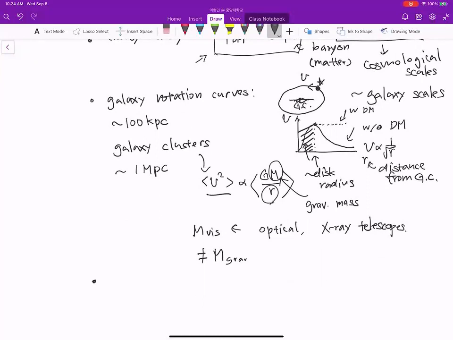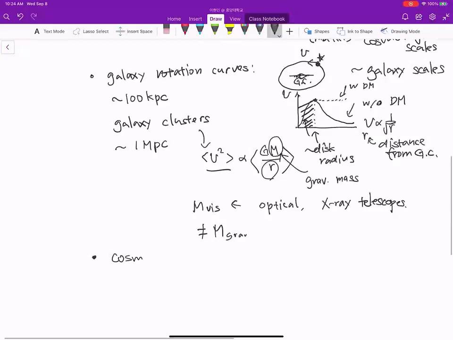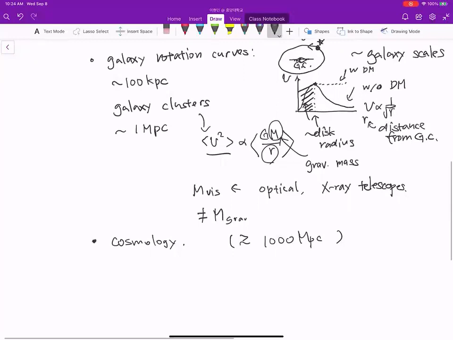We call these cosmological scales. Cosmology is at scales much larger than 1 megaparsec. I forgot exactly, but more than 1,000 megaparsec is the cosmological scale. The cosmological scale is about the horizon scale. Even if the universe is not expanding, we have a horizon. And if you go back in time through the past, so here we are.